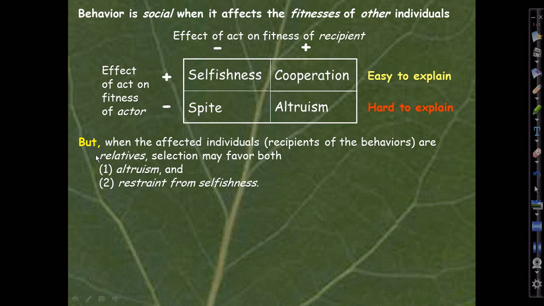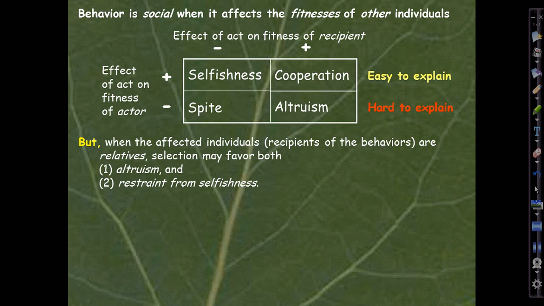So we've already hinted at the solution. It's that if the affected individuals, both the actor and the recipients of the behavior, are relatives, that is, if both the actor and recipient are relatives, then selection, it turns out, can favor altruism itself, this lower right-hand box, the lose-win corner, and it can also favor restraint from selfishness. That is, it can limit the upper left-hand corner, which on the face of it is easy to explain, but actually becomes harder to explain in closely related social circumstances.